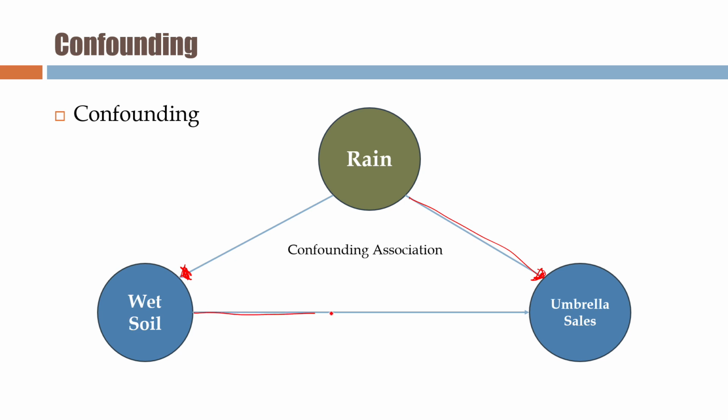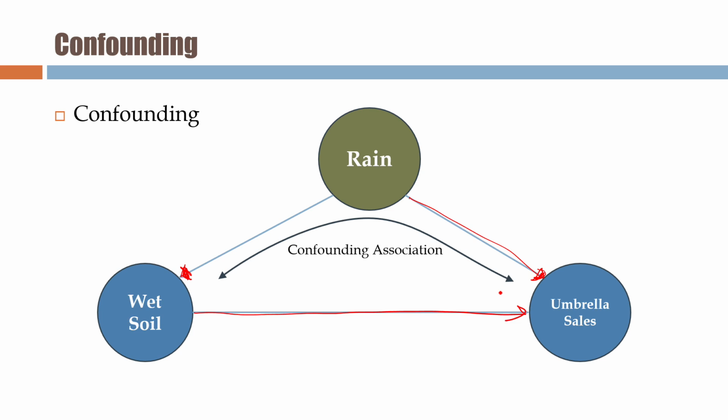But we have a high correlation between wet soil and umbrella sells, right? That's what we call a confounding association. So association means a relationship. So for wet soil and umbrella sells, I can tell there is an association, in the statistical word, meaning a high correlation.